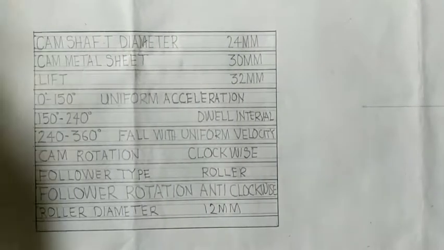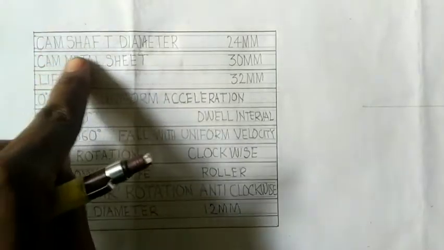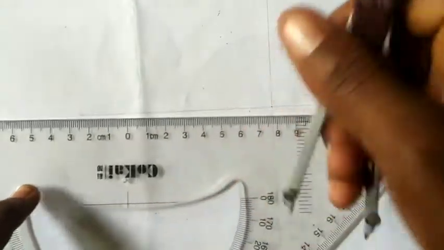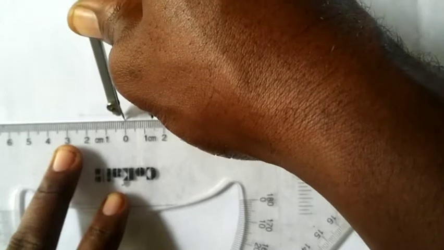It says the CAM shaft diameter is 24 millimeter. This is where it's written. Since it is a diameter, you need to take the radius to draw your CAM. So I'm going to take the radius, which is 12, half of 24.